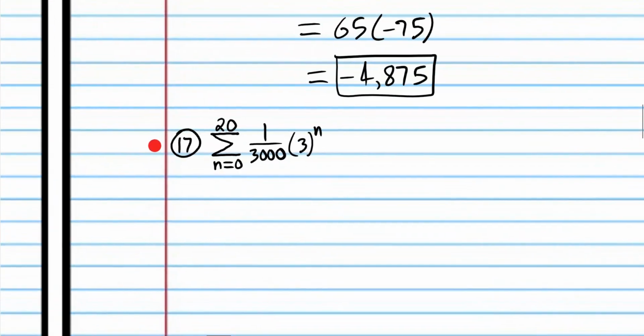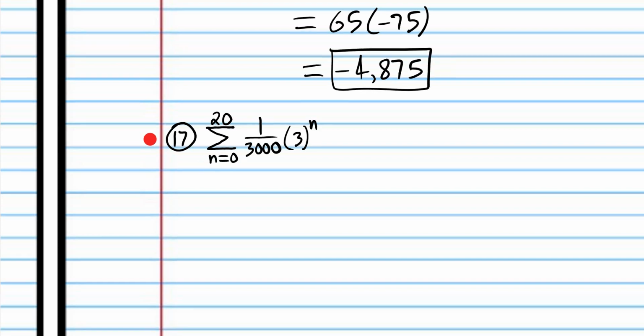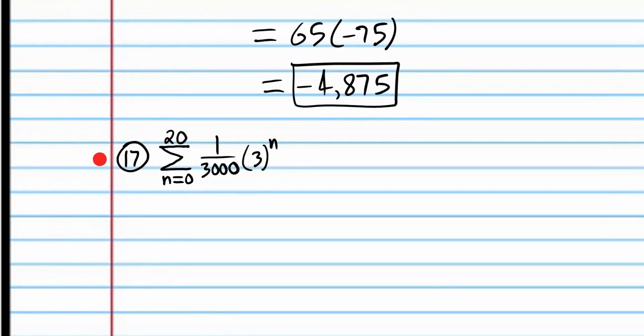But in this problem, the lower bound is not 1. It's 0. So that complicates things. When we add all the terms using our formula, we have to be very careful because 20 is not going to be n. I want you to see these types of problems so that you can be aware that you have to really stop and understand exactly how you're using the formula.